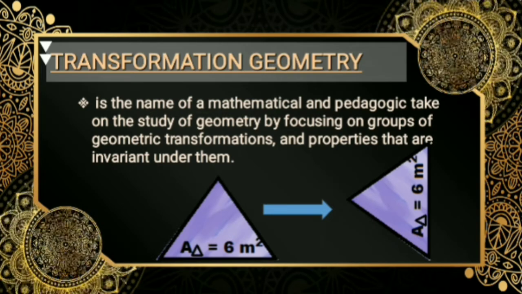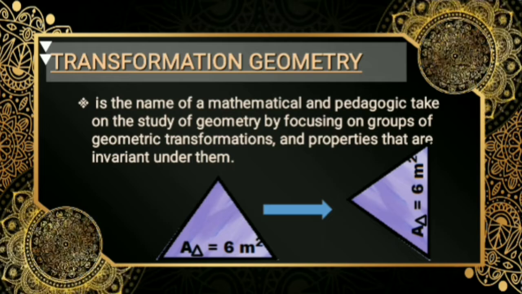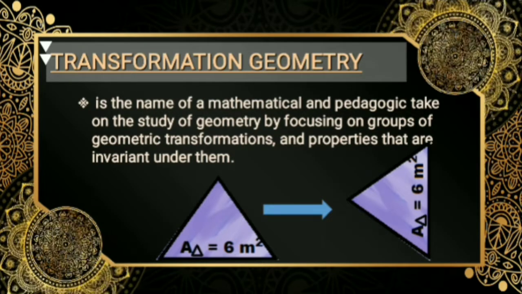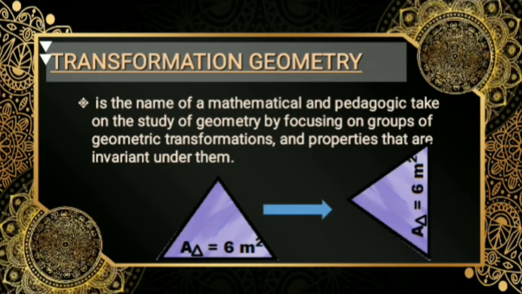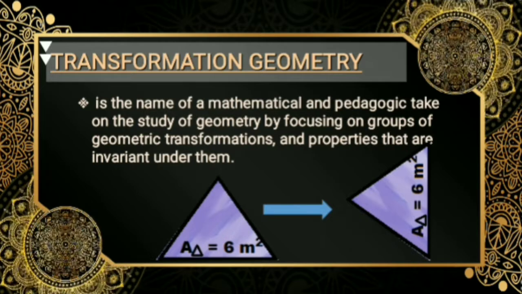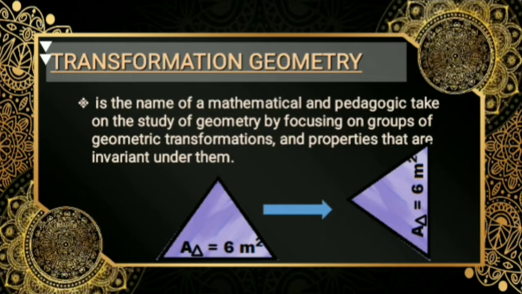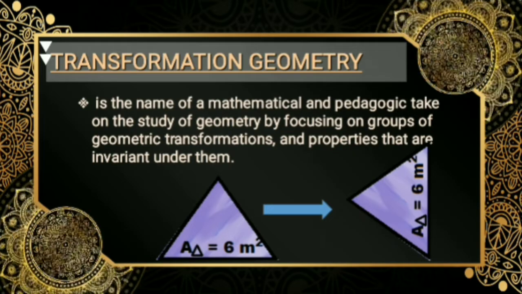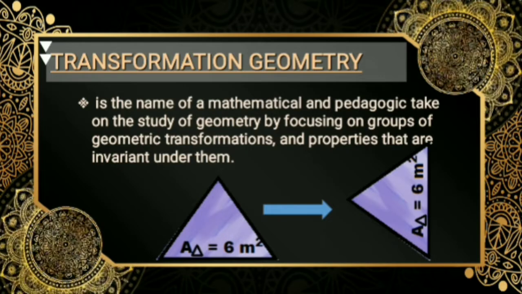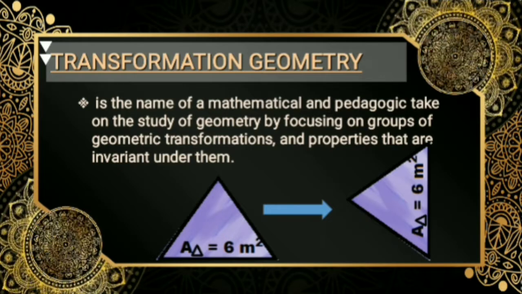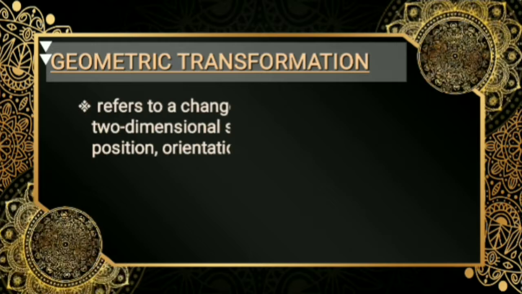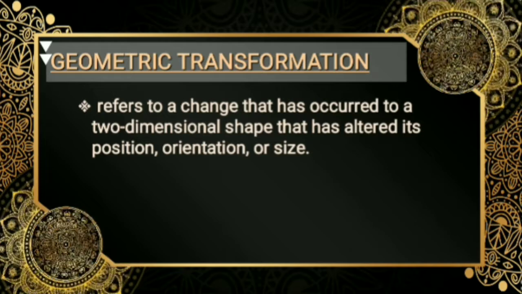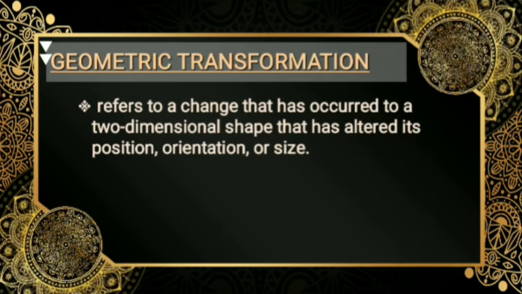When talking about geometric transformation, we have to be very careful about the object being transformed. We have two alternatives. Either the geometric objects are transformed or the coordinate system is transformed. These two are very closely related, but the formulas that carry out the job are different. We only cover transforming geometric objects here. Now, by definition, a geometric transformation refers to a change that has occurred to a two-dimensional shape that has altered its position, orientation, or size.